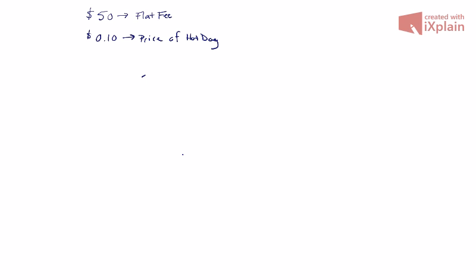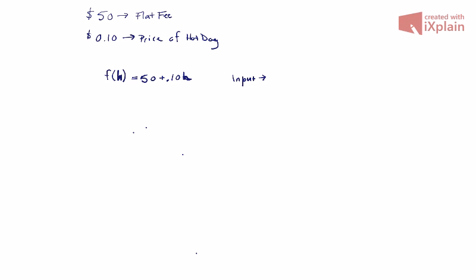So from here we can go ahead and set up a linear function. He's going to be charging $50 for showing up, and then we don't know how many hot dogs he's going to be selling, but I know that he's going to sell them for 10 cents a piece. So really our function can look something along the lines of, we can use our function notation, we'll use f of h.